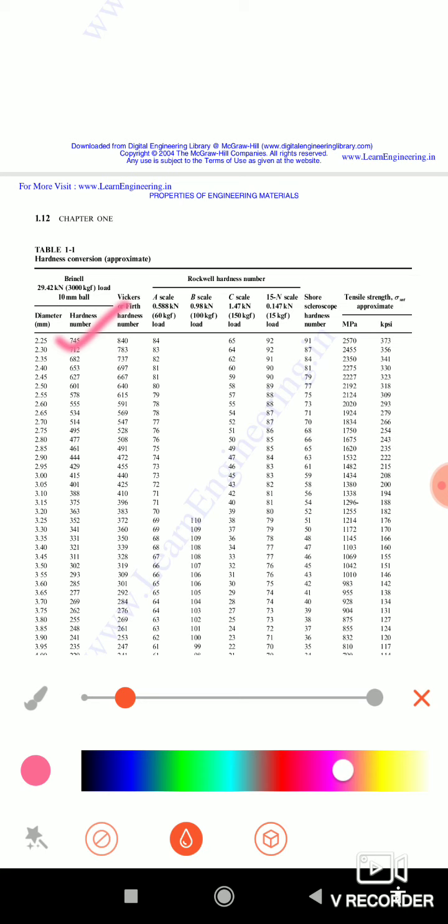So the diameter is given, but related to that diameter, any tensile strength or compressive strength or shear strength is not given in your question. Then how can you extract that tensile strength or shear strength? This is the way. Let us suppose the diameter is 2.25. You can go through this table, and in the column of tensile strength, that is sigma saturated, the approximate value of tensile strength for the diameter of 2.25 will be 2570 megapascal.